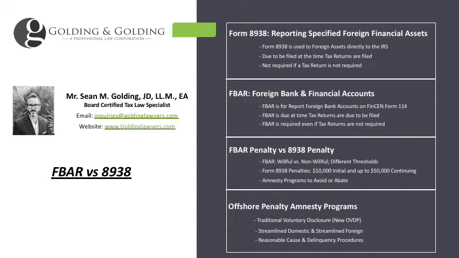Unlike the FBAR, Form 8938 requires the taxpayer to identify the income being generated from the specified foreign financial assets, and the category and the amount. So is it a dividend, royalty, capital gain, etc. So the form takes a little more time to complete than the FBAR.